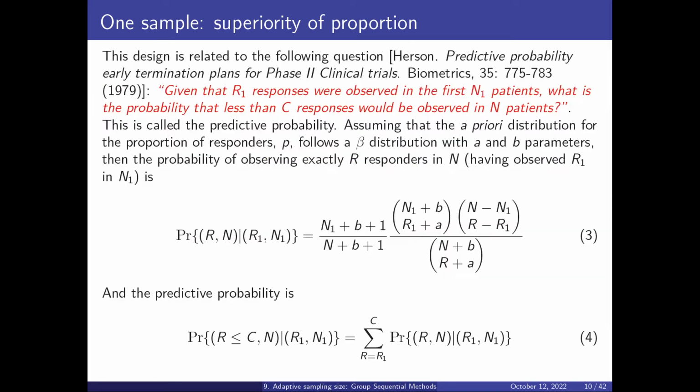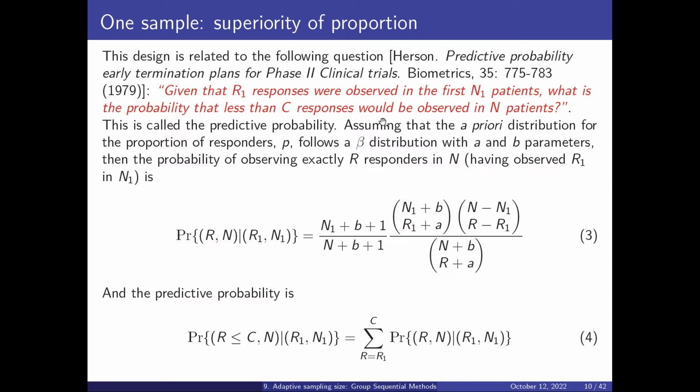We can also complicate it a bit more. What if we have more stages? We can try to answer the following question. Let's say that in the first N1 patients, we have observed R1 responses. What is the probability that fewer than C responses would be observed in the N patients, including the first ones? This probability is called the predictive probability.